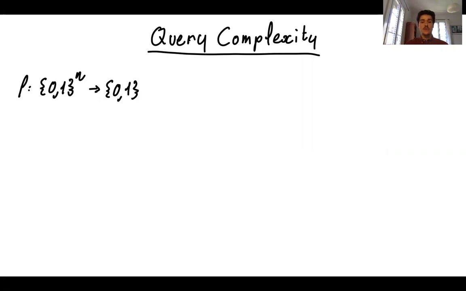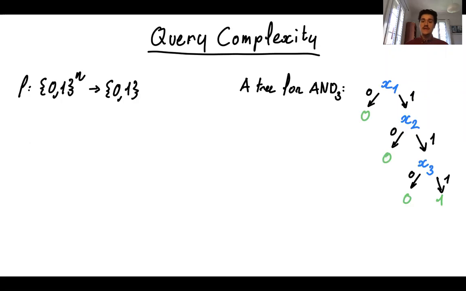You're allowed query access to the bits, and you can choose which bits to query adaptively, depending on what you've seen already. So this describes implicitly a decision tree, where each node is a variable you query, and each internal node has two children, depending on the outcome of the query. For instance, a decision tree that computes the AND function on 3 bits could look like this.